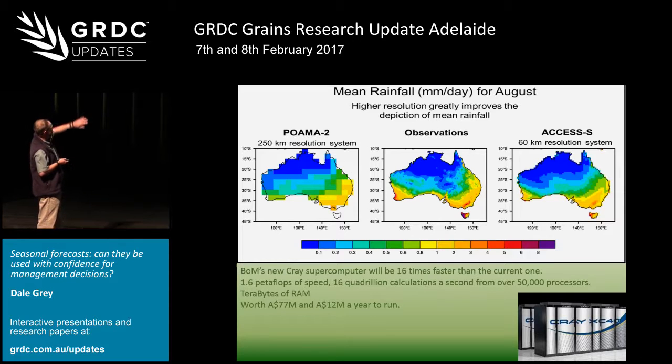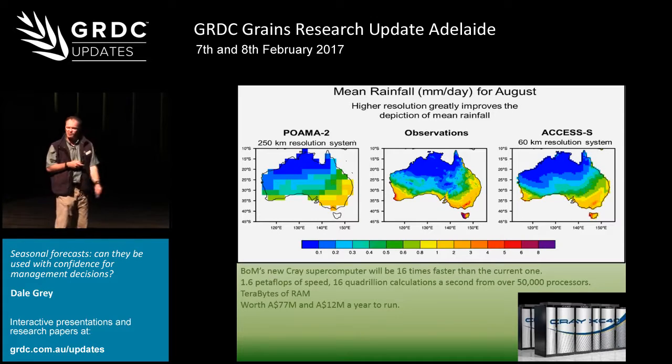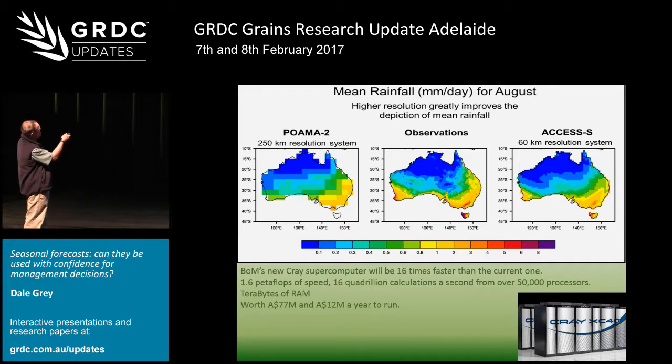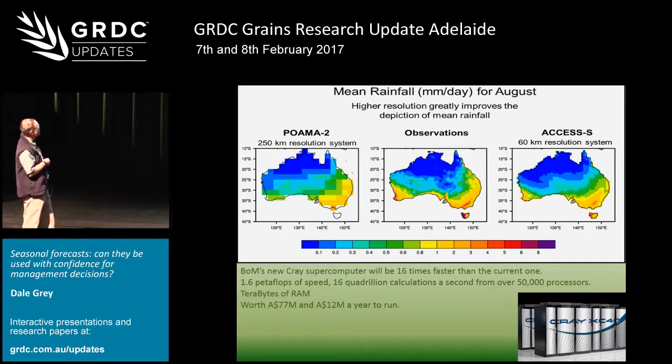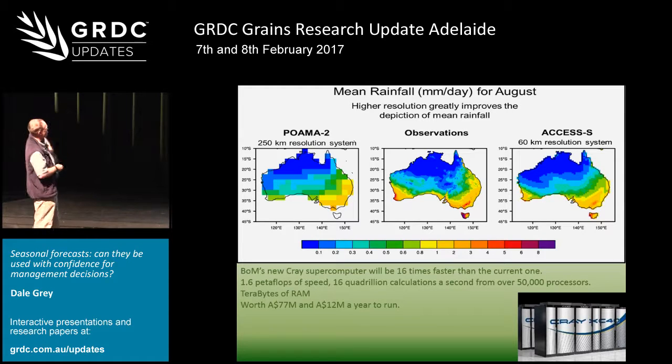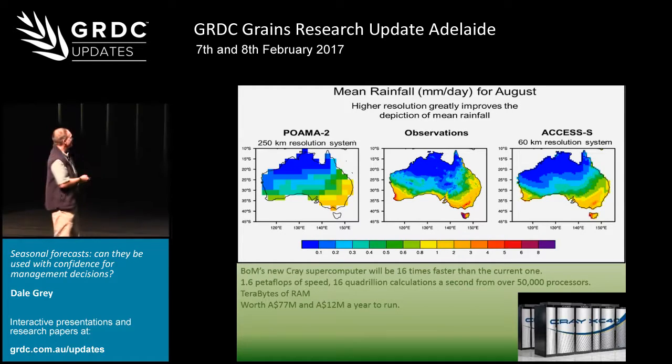Here's just a representation of average August rainfall across Australia, showing how that resolution really improves things. This is POAMA at 250k, this is 60 kilometres of access. This is the real resolution in much finer resolution just in terms of August rainfall. This is not a prediction, this is just showing what August rainfall has historically been. And you can see that, not surprisingly, 60k much more closely represents that than that.